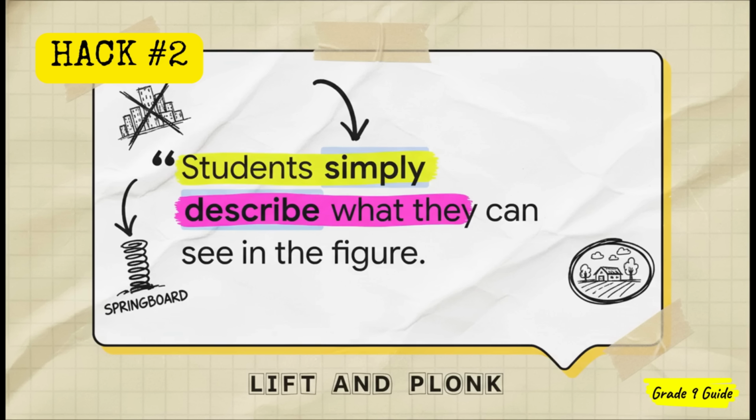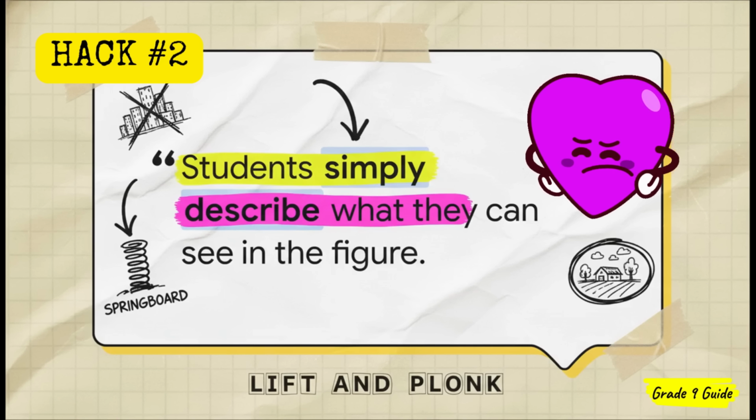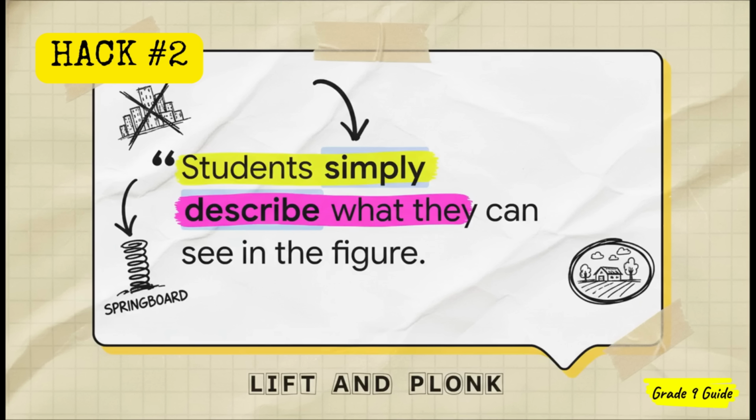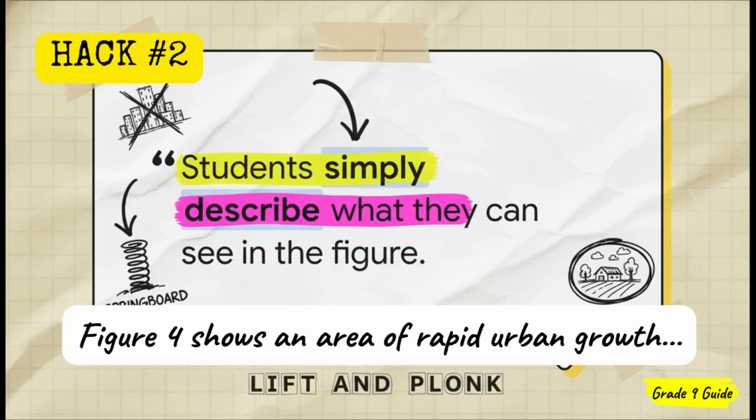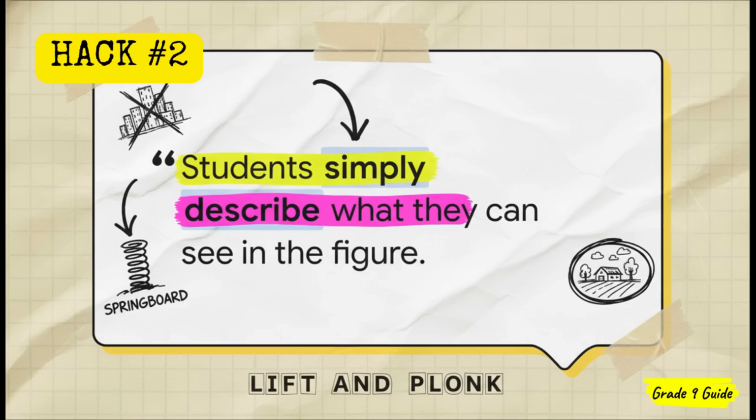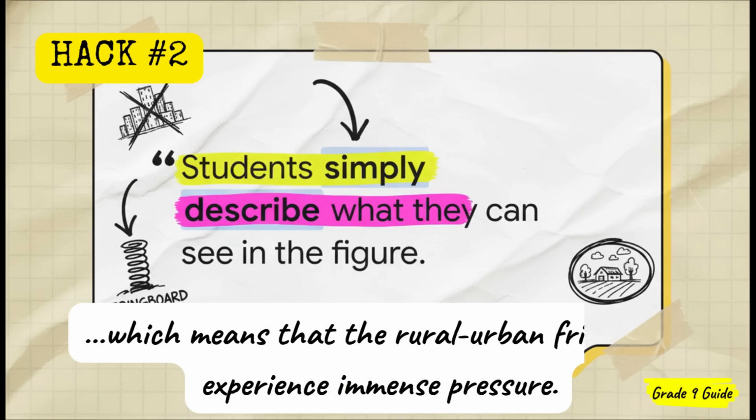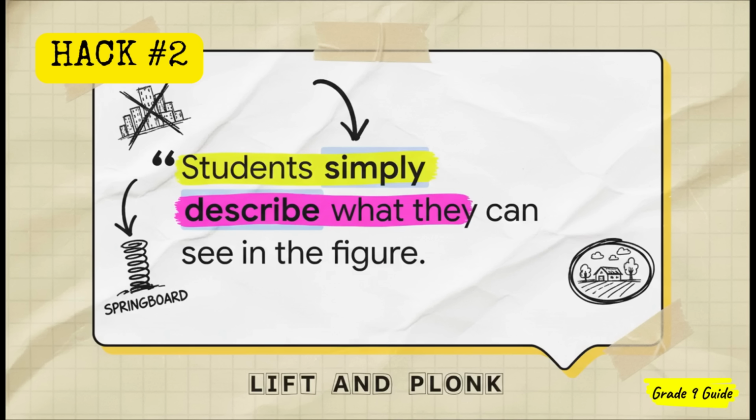Now, paper 2 is heavily focused on resources. And looking at the examiner reports, there is a massive mistake that happens every single year. Examiners note that students simply describe what they can see in the figure. They literally call this lift and plonk. If you just copy what's in the figure, you get basically 0 marks. So here is the fix. You have to treat the figure as a springboard. You want to start with something like, figure 4 shows an area of rapid urban growth, and then instantly follow it up with your knowledge, like, which means that the rural-urban fringe will experience immense pressure. See what we did there? Observation plus geographical knowledge. That is the winning formula.